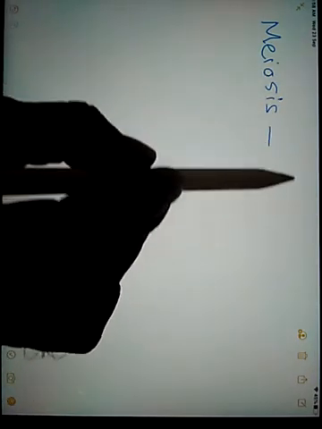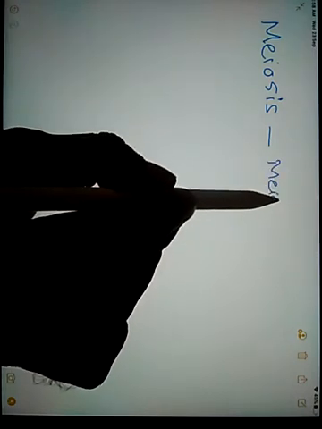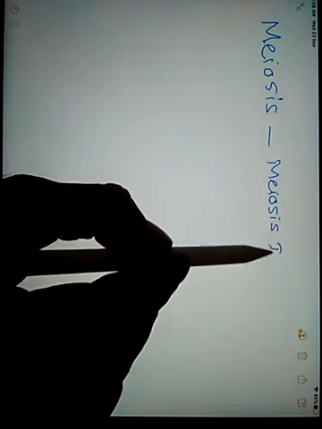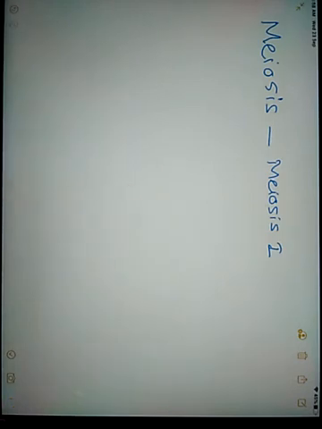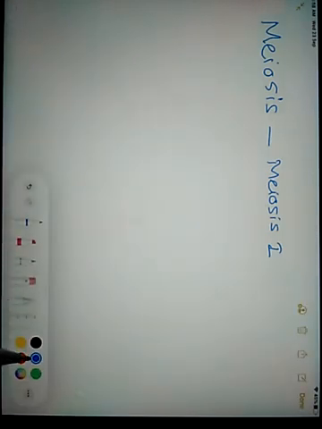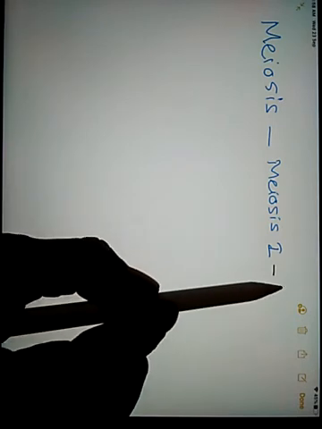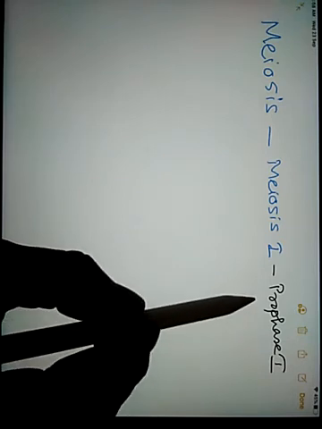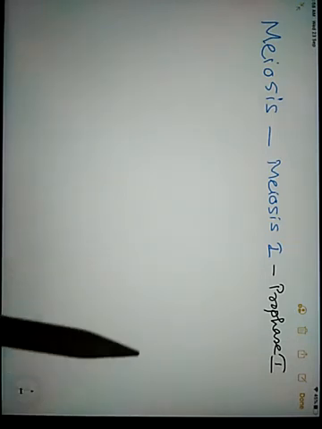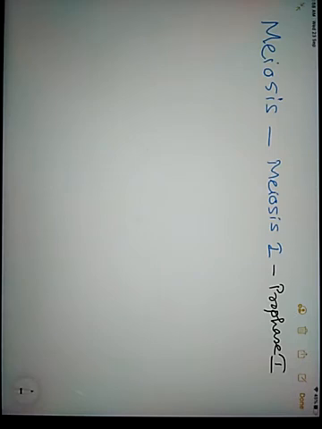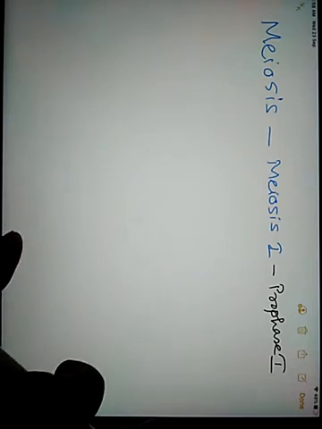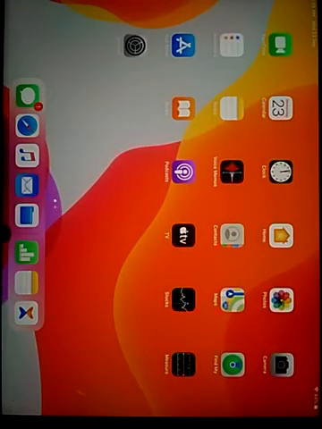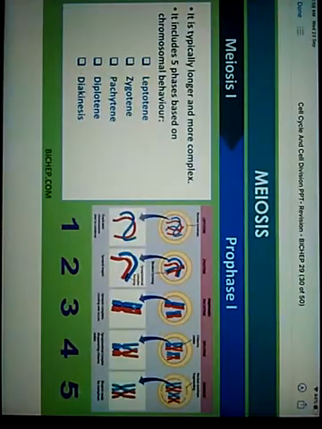So the meiosis is divided into meiosis 1 and meiosis 2. Now in meiosis 1, prophase 1 is further divided into 5 steps, right? And these 5 steps are going to make all the necessary changes which are required.